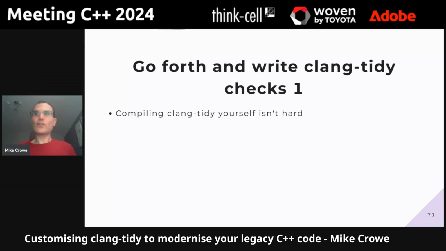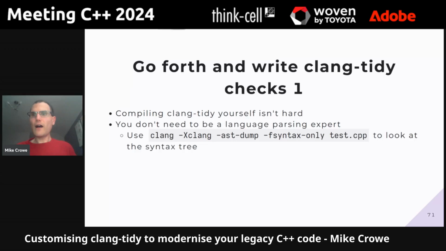Compiling clang-tidy takes a lot of CPU time, but it's not difficult to do. Building with GCC binutils LD is quite slow though. I recommend using clang. I'm no C++ language or parsing expert, yet I managed to do it. I just stared at the abstract syntax tree dump for the example code trying to work out what to do. And there's the command for generating that.